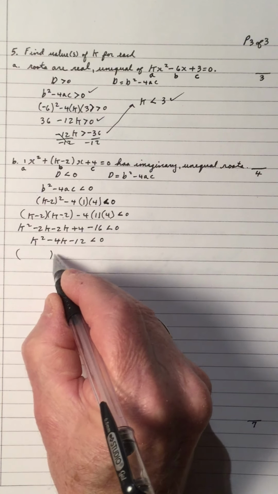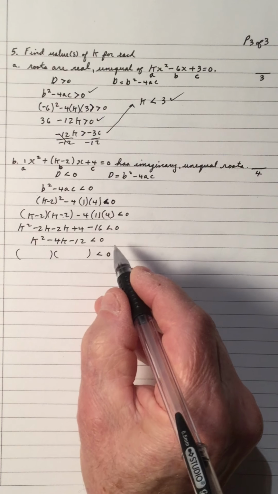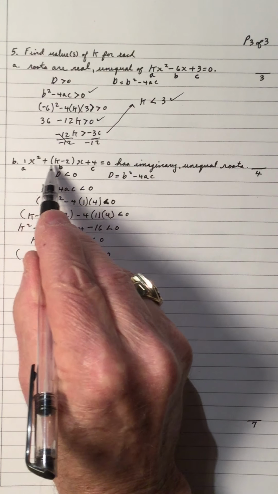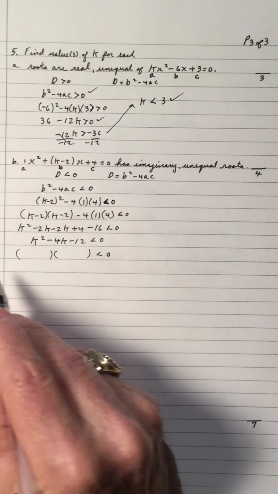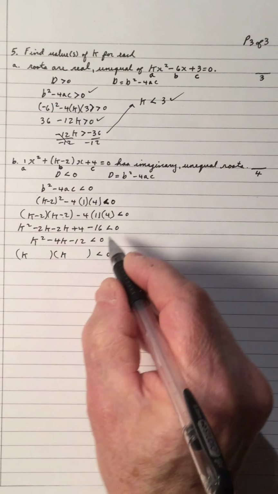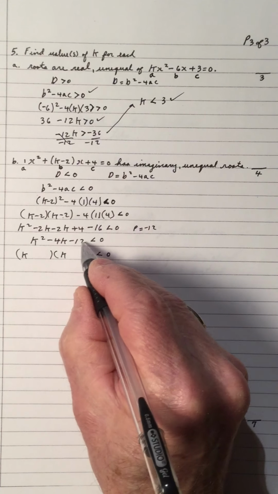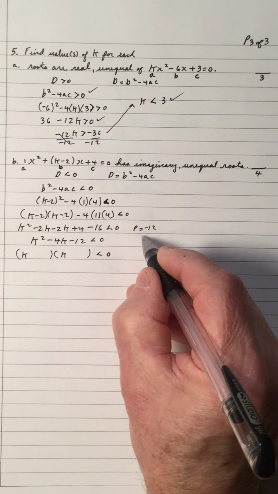So let's factor this quadratic. Even though it's a k, it's still a quadratic. Like, that's a quadratic in terms of x. This is a quadratic in terms of k. So k squared is k times k. Notice the product is negative 12, which is right here. The sum is negative 4.